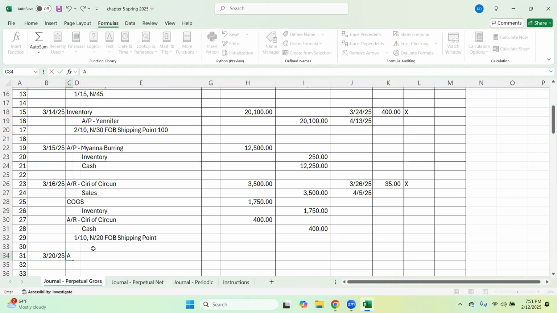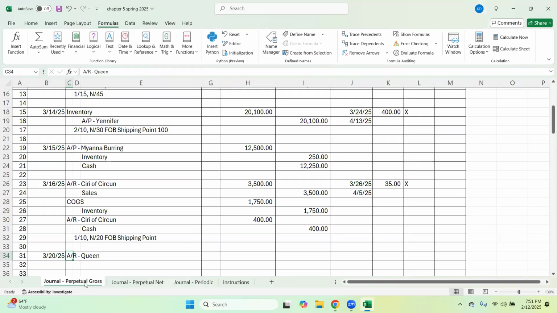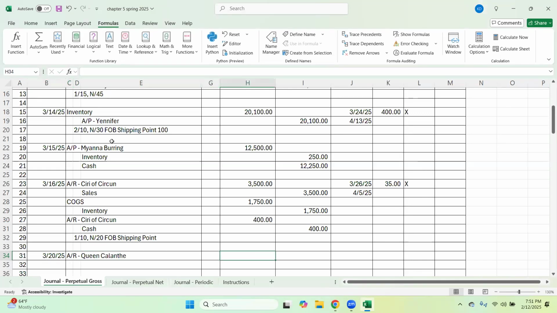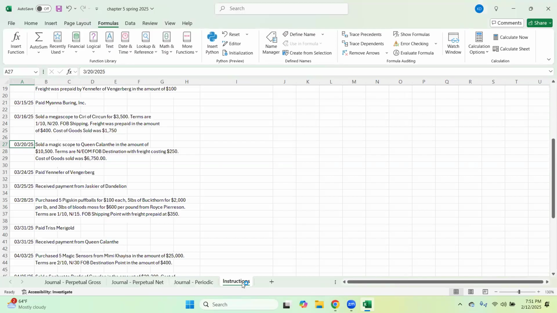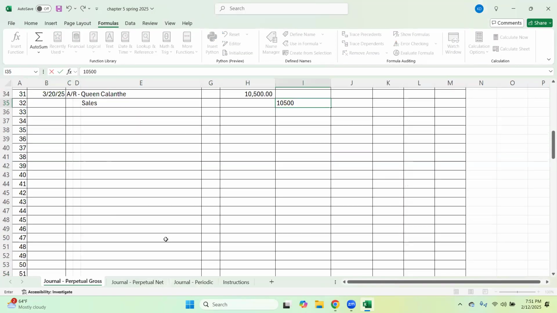So we got accounts receivable. And this is the Queen. What is her name? I want to say Calanthe. Yep, Calanthe. By the time I get done doing this three times, I'm going to know everybody's names. Okay, and that was a total of $10,500. Sales, $10,500. Let me move this up because I can't see.